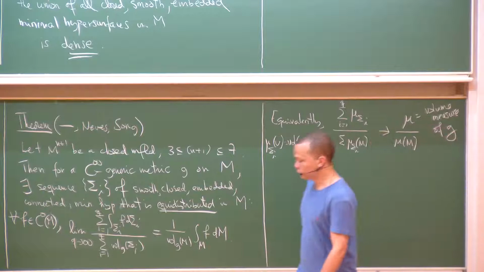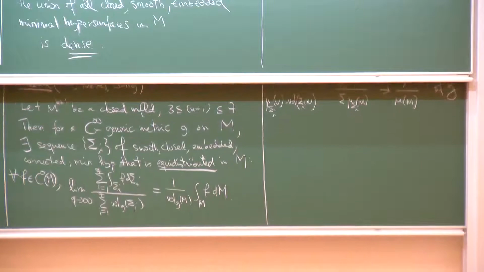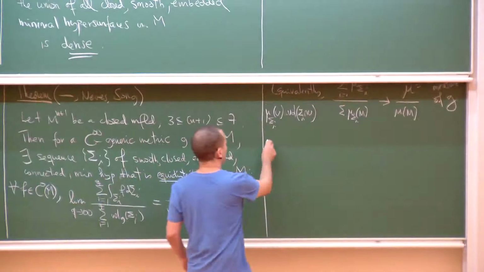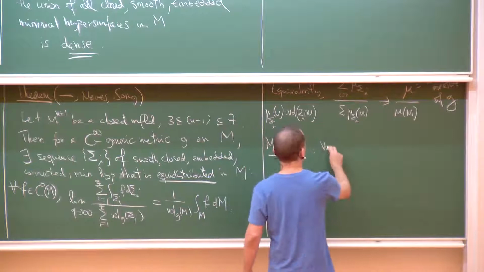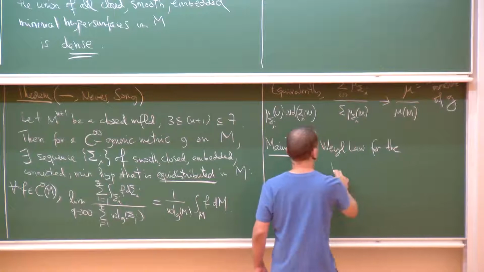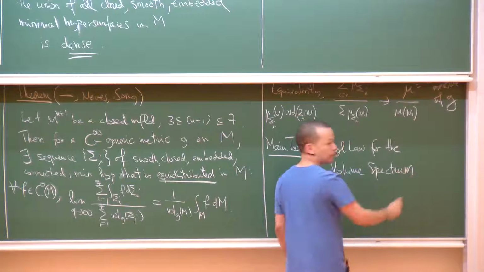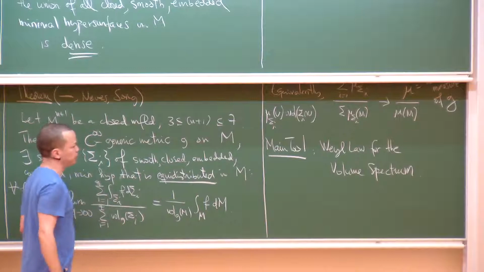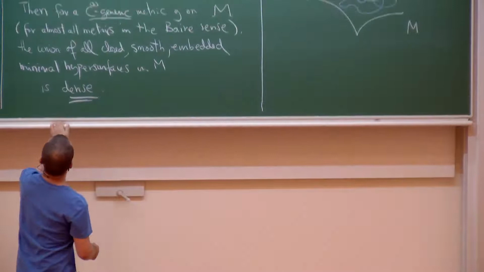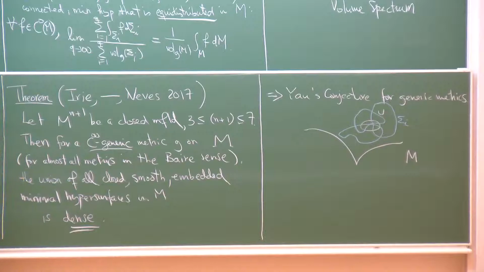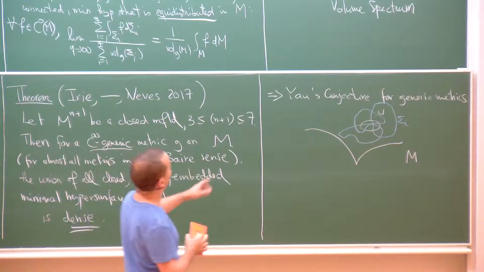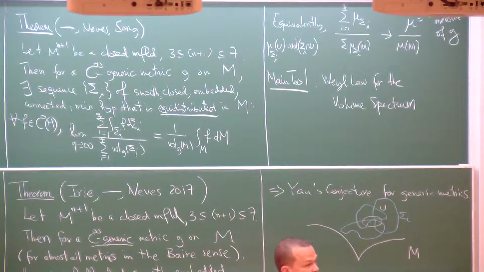Okay, so my goal today is to explain the proof. Let me say that the main tool in the proof of this result is the Weyl law for the volume spectrum, which I proved in the mini course. We also use the theory of Brian White for bumpy metrics. I'm going to explain that in a second. Let me first describe the Weyl law. Mu is like the Lebesgue volume measure of the metric g. So it's like the standard Riemannian measure. M is the manifold.